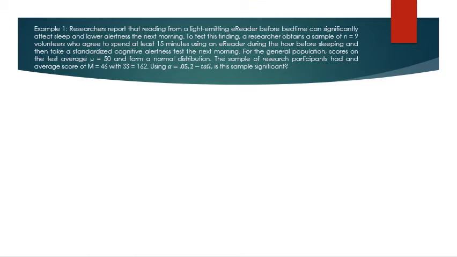So here's an example. Researchers report that reading from a light-emitting e-reader before bedtime can significantly affect sleep and lower alertness the next morning. To test this finding, a researcher obtains a sample of 9 volunteers who agree to spend at least 15 minutes using an e-reader during the hour before sleeping and then take a standardized cognitive alertness test the next morning. For the general population, scores on the test average a mean of 50 and form a normal distribution. The sample of research participants had an average score of M equals 46 with SS equal to 162. Using an alpha level of 0.05 and a two-tailed test, is this sample significant?